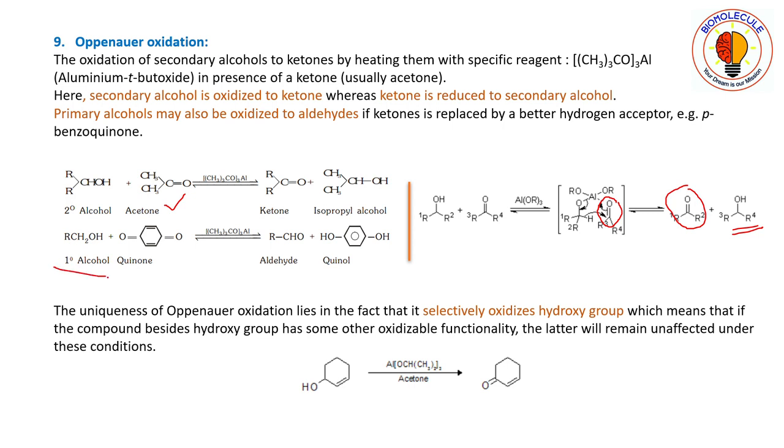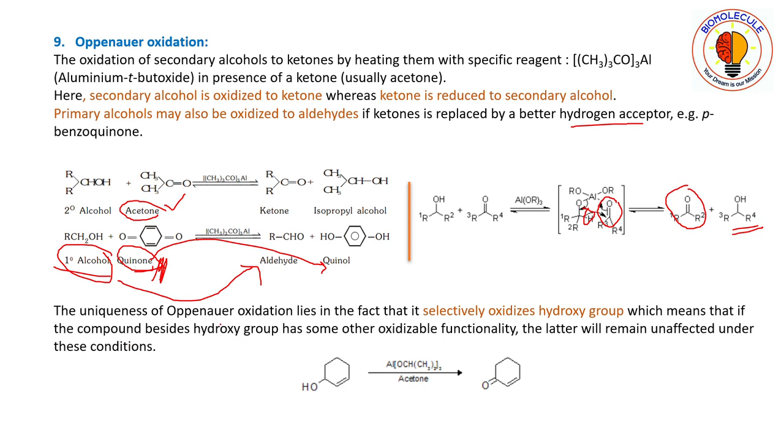So if we take a 1 degree alcohol, that is a primary alcohol, we have to replace this acetone with a better hydrogen acceptor, that is a hydride acceptor. So here we are using parabenzoquinone. It is a better hydride acceptor compound. This parabenzoquinone will accept the hydride much more efficiently from primary alcohols as compared to acetone. So this primary alcohol is oxidized to an aldehyde, and this quinone is reduced to quinol.